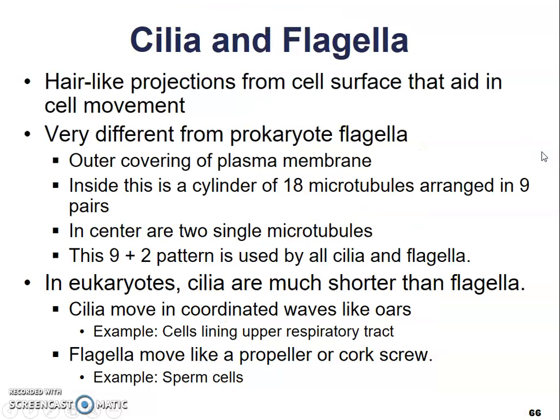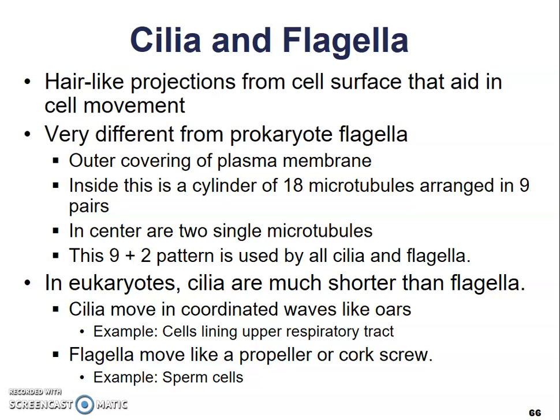All right, cilia and flagella. Cilia are hair-like projections from the cell's surface that aid in its movement. They are very different from prokaryotic flagella. They make up the outer covering of the plasma membrane, and inside this is a cylinder of 18 microtubules arranged into 9 pairs. In the center are 2 single microtubules, and this pattern, this template, is used by all cilia and flagella. In eukaryotes, the cilia are much shorter than the flagella.